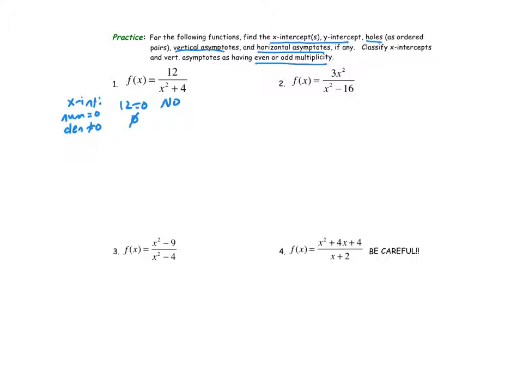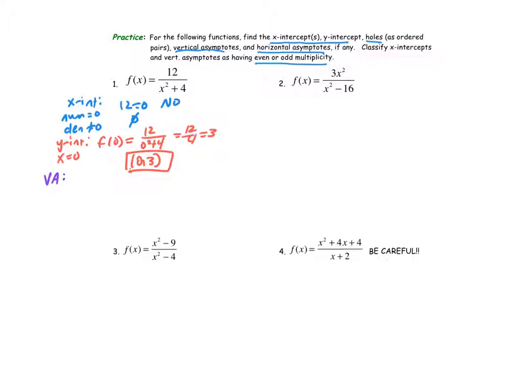Next, let's try to find the y-intercept. To find the y-intercept of a function, you're going to let x equal 0. So we're going to evaluate f of 0. f of 0 for this function is 12 over 0 squared plus 4, which is 12 over 4, which is 3. So we are going to write that y-intercept as an ordered pair, which is (0, 3). That's our y-intercept.